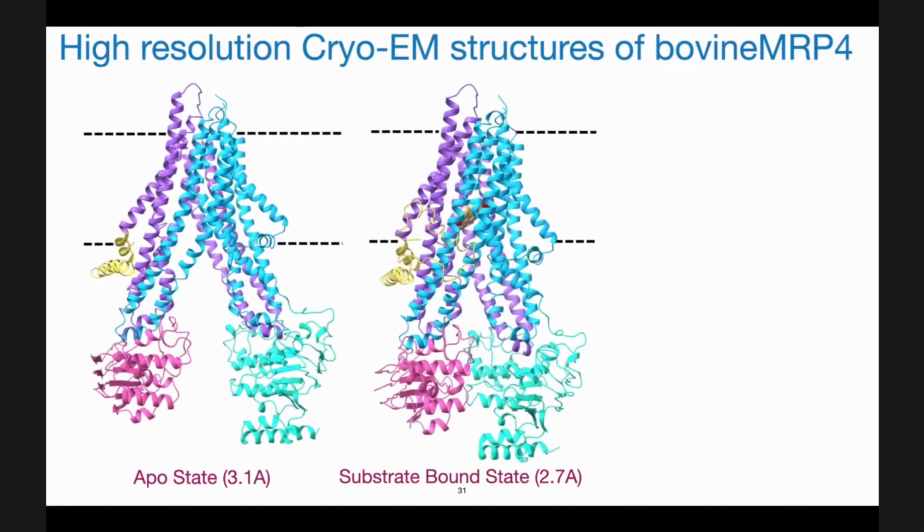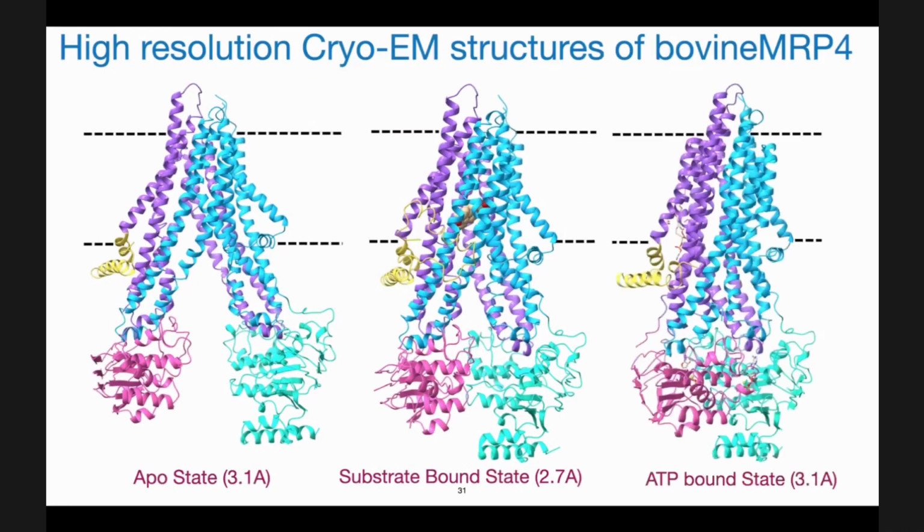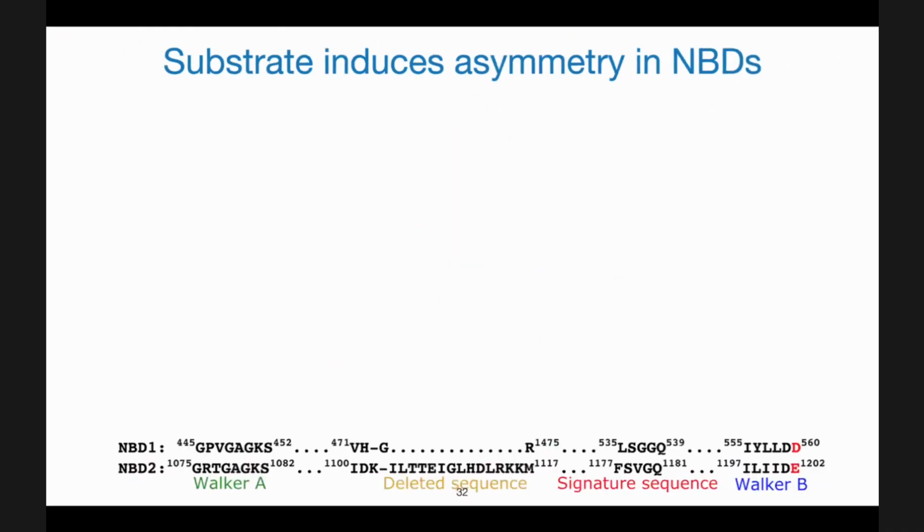Then we also got another structure in the substrate bound state at 2.7 angstrom, and you can see that the substrate is bound in the middle of the bilayer. And then we also had the ATP bound state where the NBD domains were close together. So basically these are far more open in the apo state, closing when substrate is bound, and then closing more when ATP is bound. And analyzing these structures also gave us more conclusions, which I will explain now.